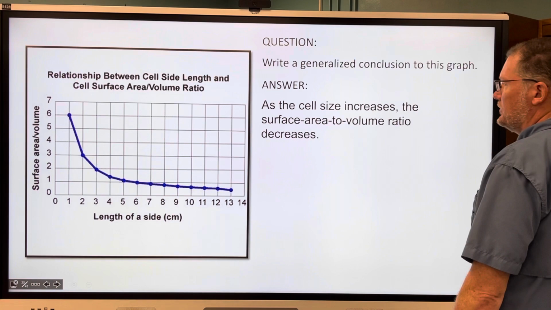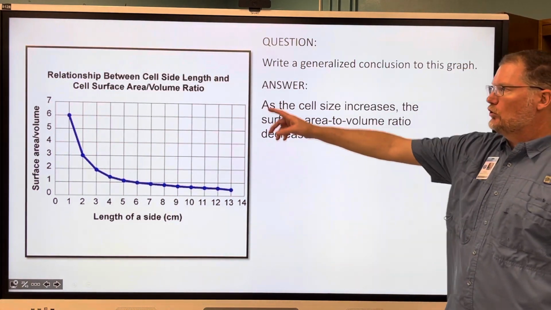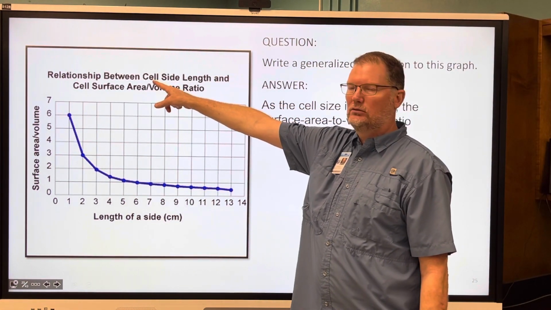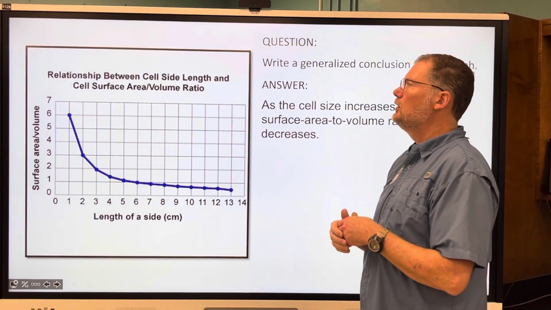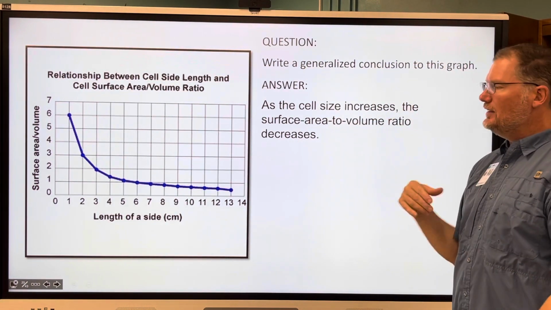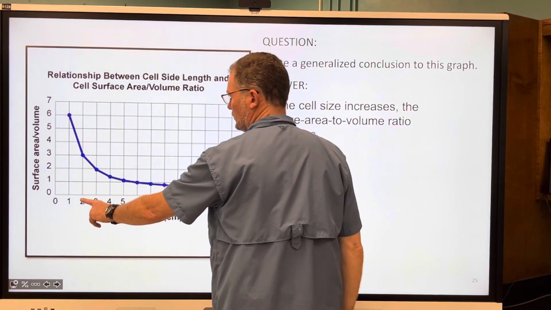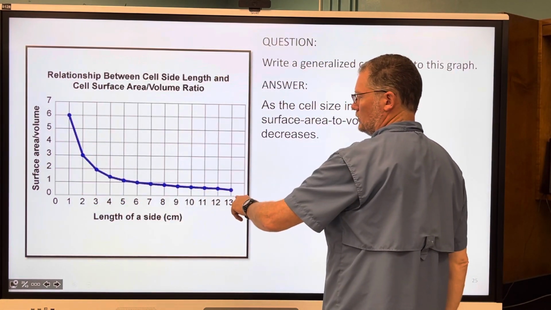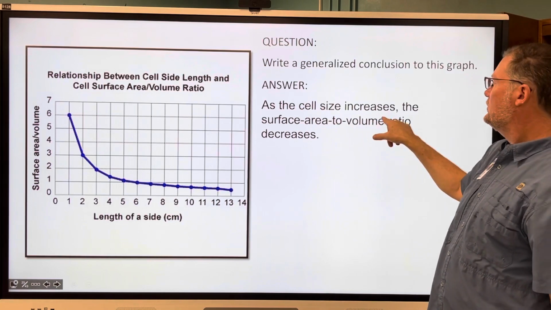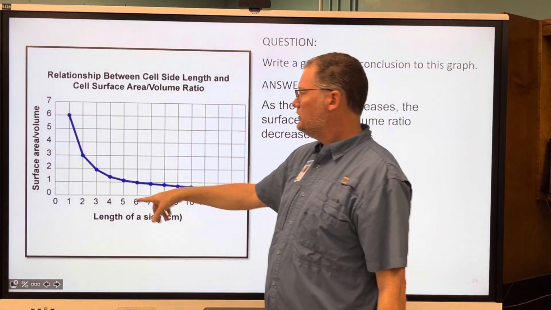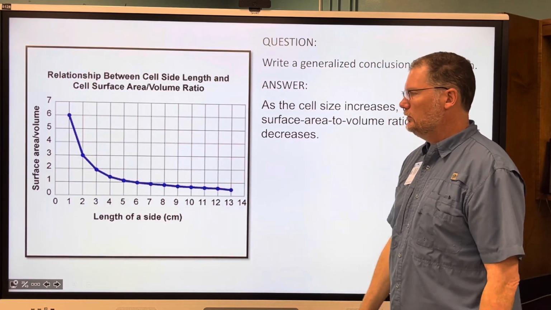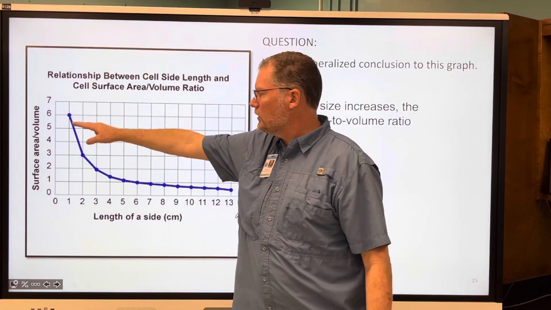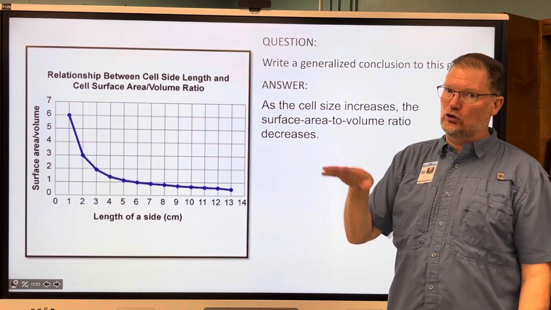As the cell size, because we're talking about a cell, which is analogous to a cube, increases, the surface area to volume ratio decreases continually. I mean, it's more drastic at this end and it kind of levels out, but it's still going down.